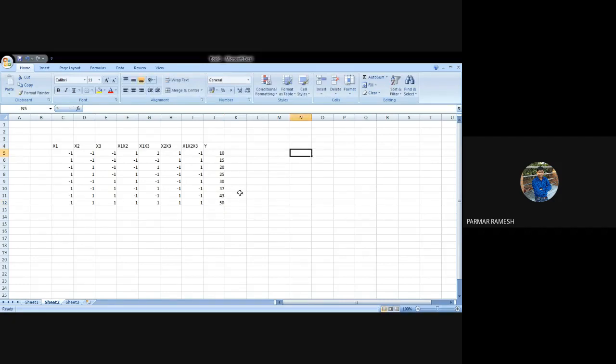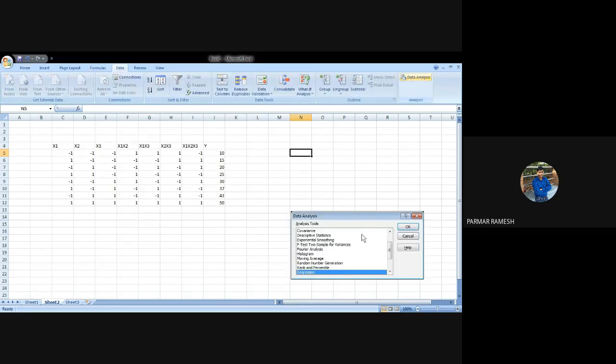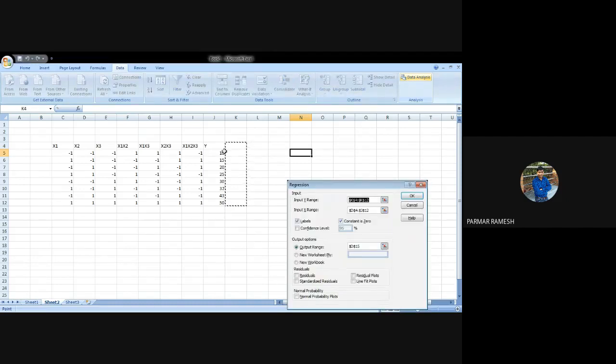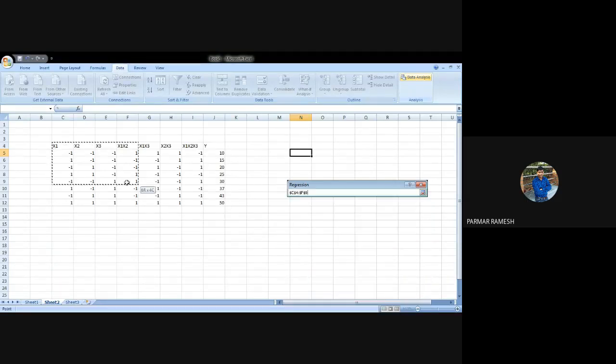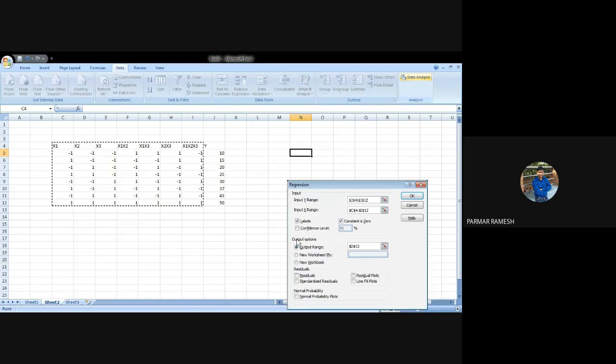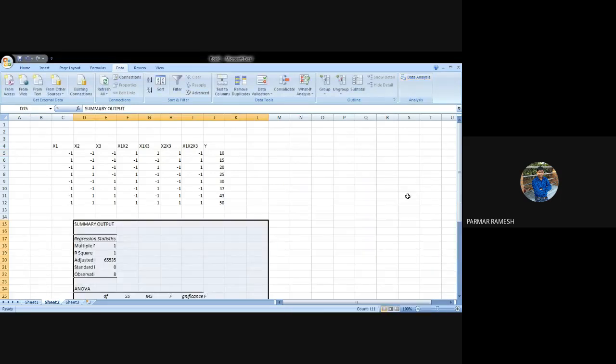I arbitrarily placed the values over here. Now we need to go to data analysis, regression, input y range. This is my y range. Input x range, I have to select the entire x range. Labels, constant is 0, I need not check the constant is 0. Now here also I'm getting r square equal to 1. So that is the problem.